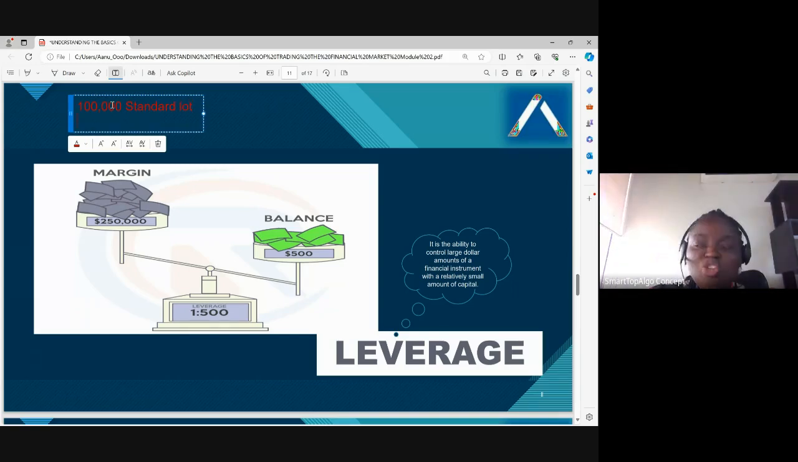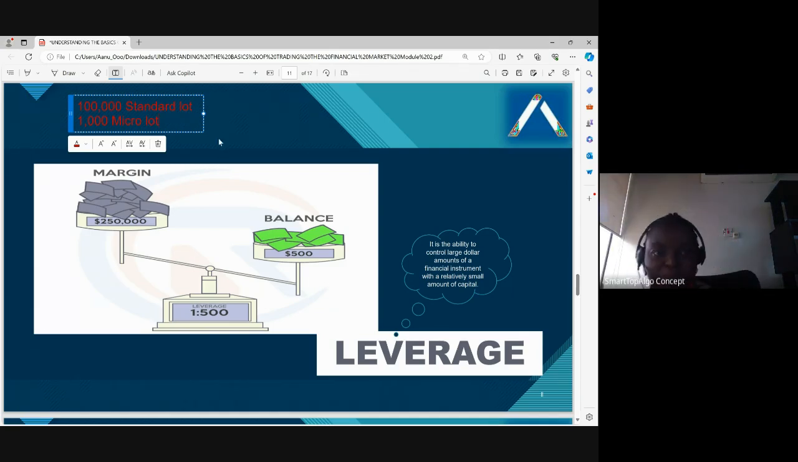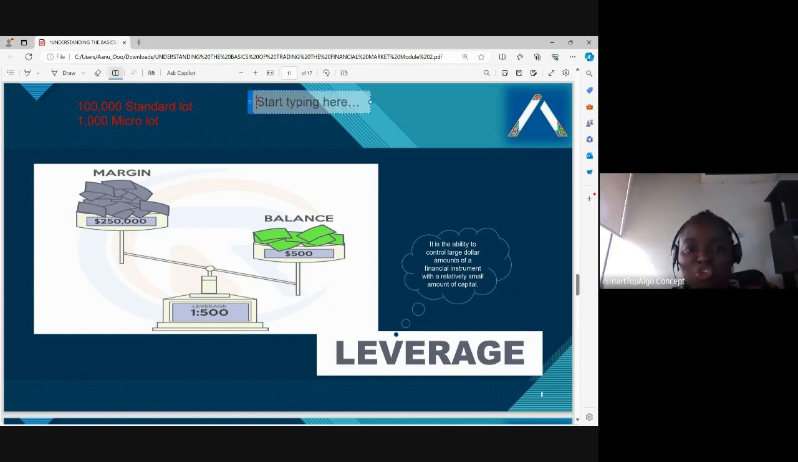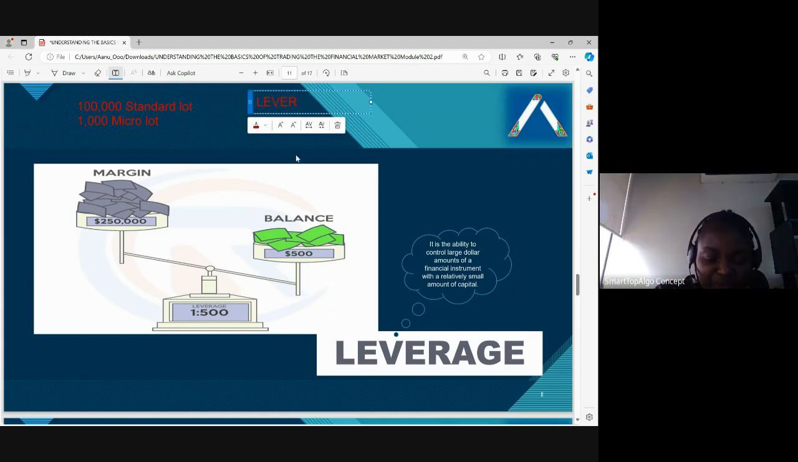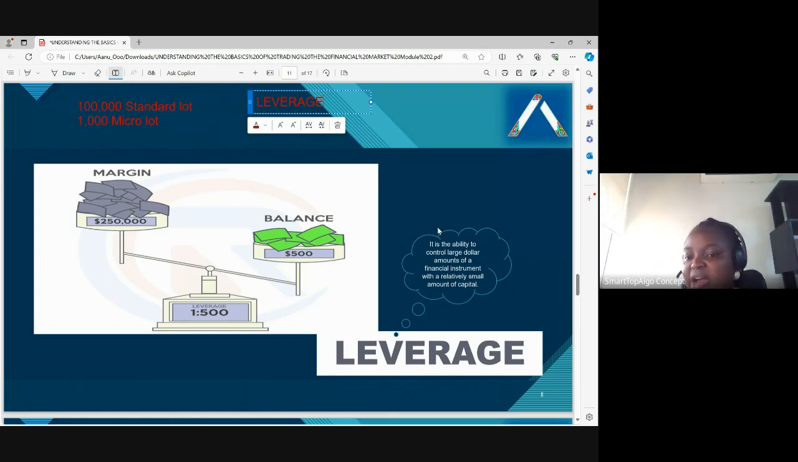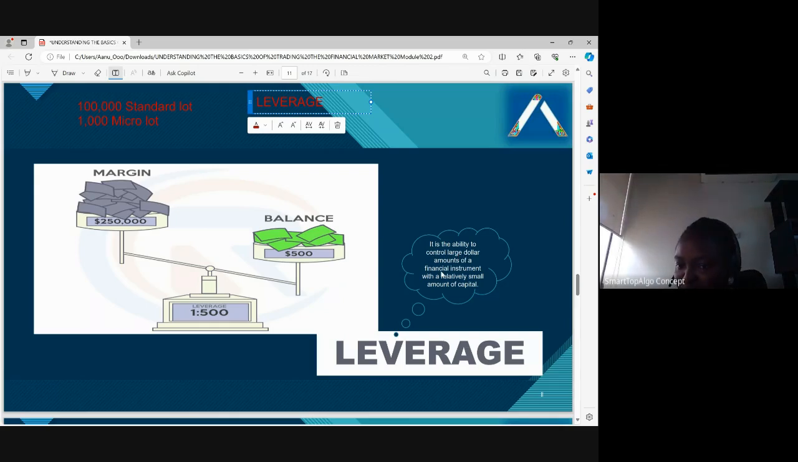And the lowest you need to trade is $1,000. If you don't have $1,000, which is the micro lot, you cannot even enter a trade if there was no leverage. But when the brokerage industry came in, they came in with a solution, which is leverage. Now, what does leverage do? It is the ability to control a large dollar amount of a financial instrument with a relatively small amount of capital. That is, with your small capital, you can control big funds. And that's what leverage does.